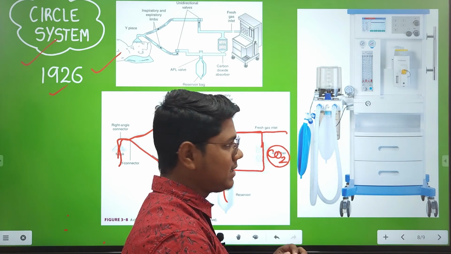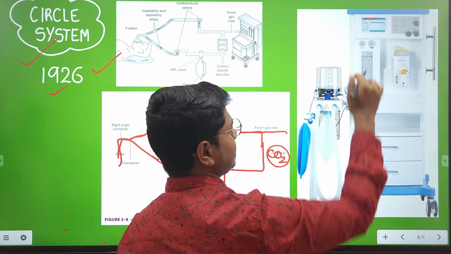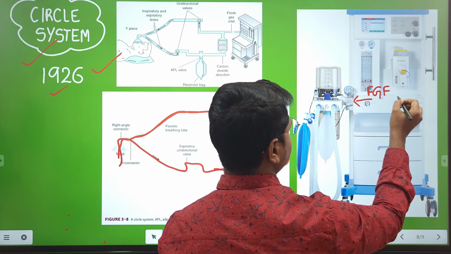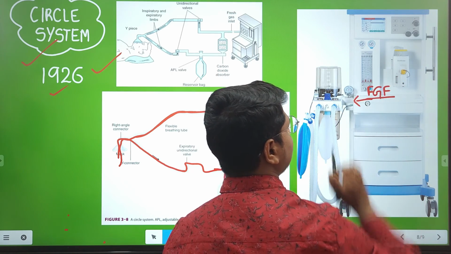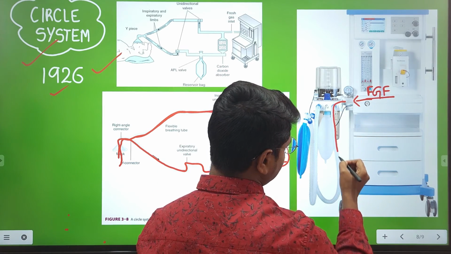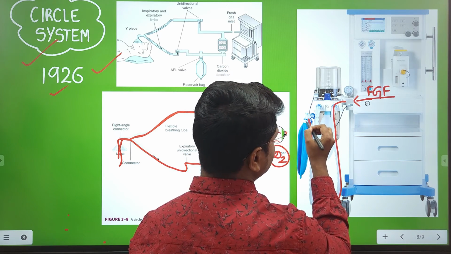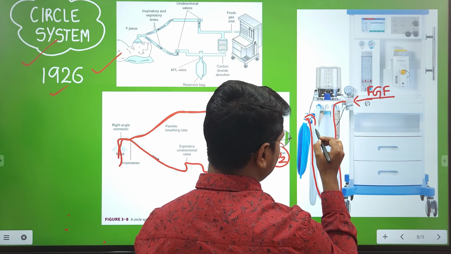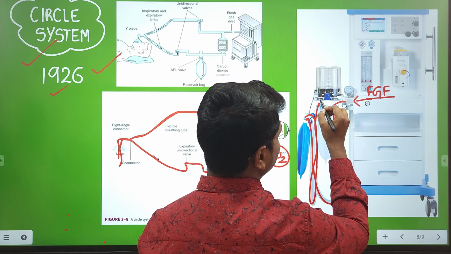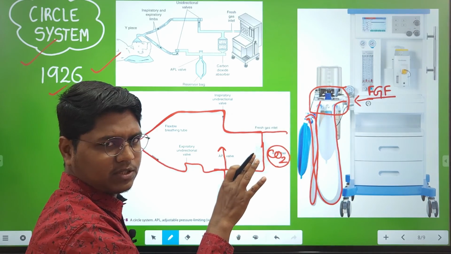So let us understand the circuit in this machine picture. This machine will provide the fresh gas flow, FGF. We will discuss this machine in the next class. Through this inspiratory limb, the gas will go to the patient. From the patient, the exhaled gas will come and go through this expiratory limb into this part. You see, it is a box type design. There will be the tubing.